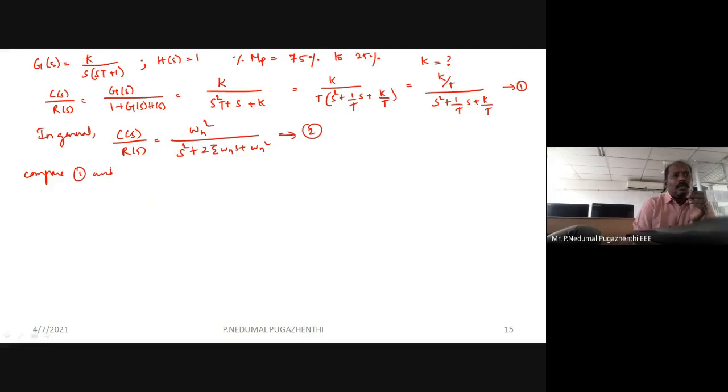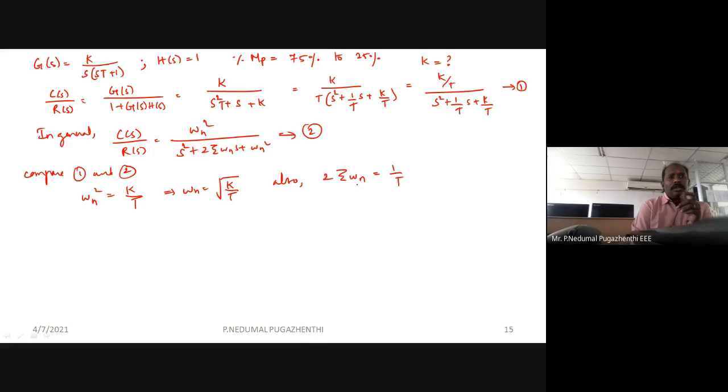1 and 2, because only if you know the value for zeta and omega in terms of k in particular, you can try to find the relation between the peak overshoot and your k value. So I compare these two, equating the denominator coefficients. What can I write? I can write omega n squared is equal to k by t, which implies omega n is equal to square root of k by t. Also, I can write 2 zeta omega n is equal to 1 by t.